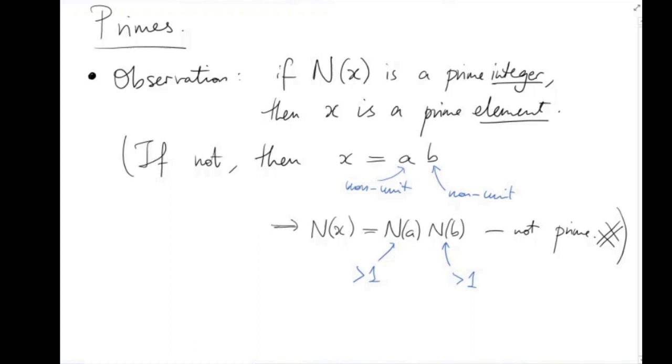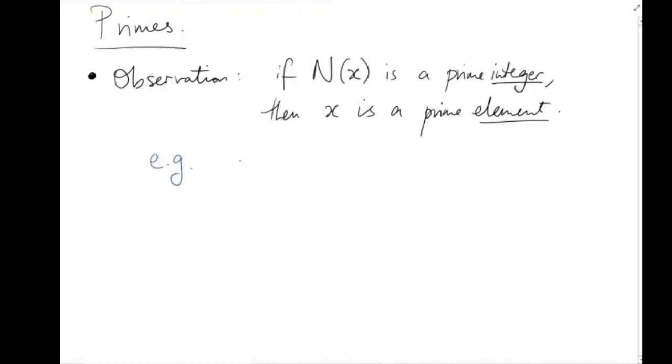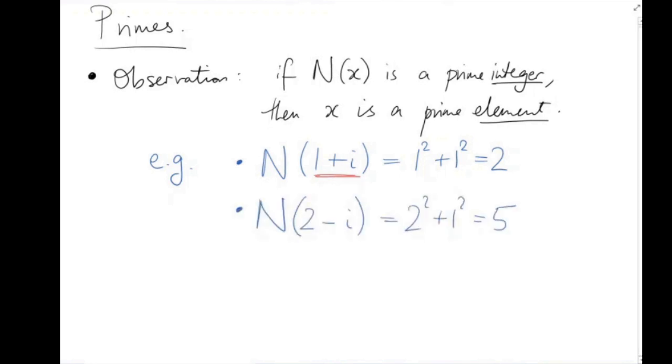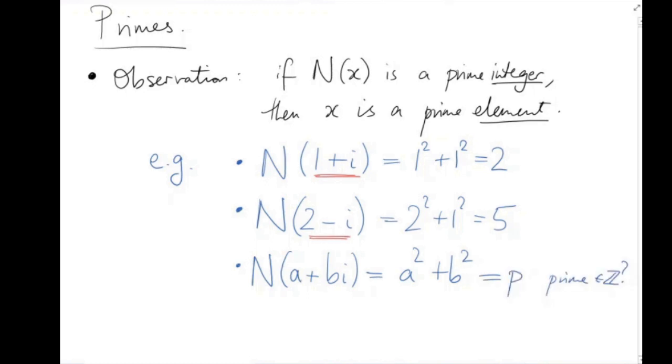Okay, so we could just play around with some elements and see what we get. For example, if I take the norm of 1 plus i, I get 2, so 1 plus i must be a prime element. If I take the norm of 2 minus i, I get 5, so 2 minus i must be a prime element. In fact, if you think about it, what we're asking is, when is a squared plus b squared prime in Z? And maybe I'll say more on this some other time, but for now, let me just give you the answer, which is the following classical result.